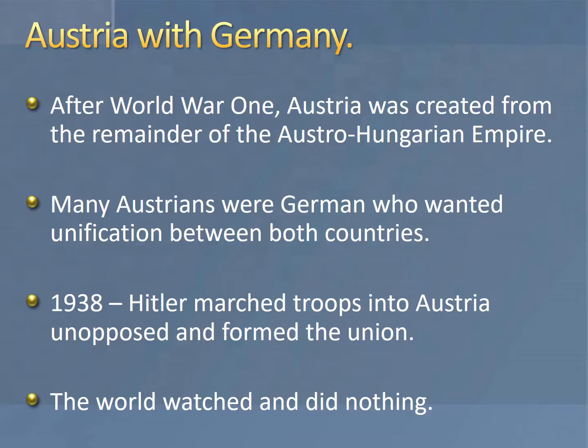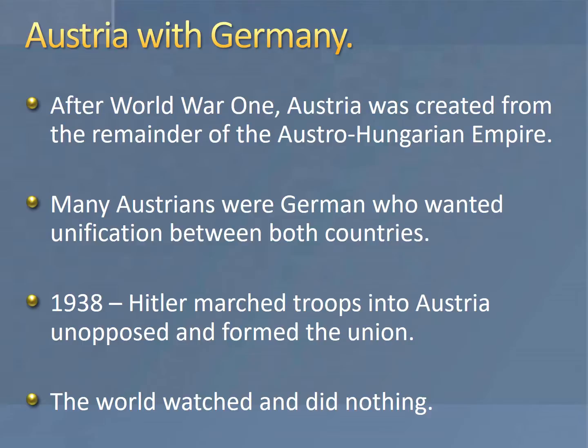After World War I, Austria was created from the remainder of the Austro-Hungarian Empire. Remember that, this was broken up after World War I because Austria-Hungary had been a strong country. Many Austrians were in fact German and wanted unification between both countries. They wanted to be part of Germany.